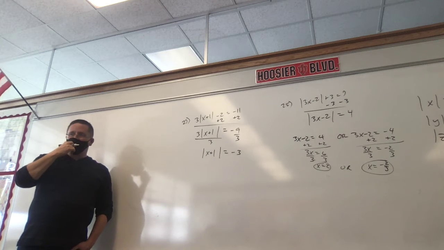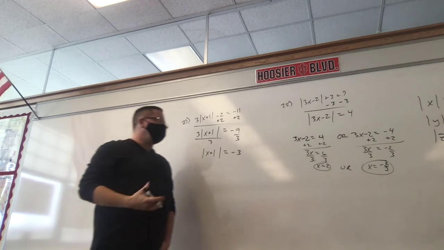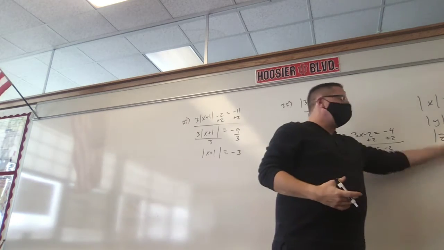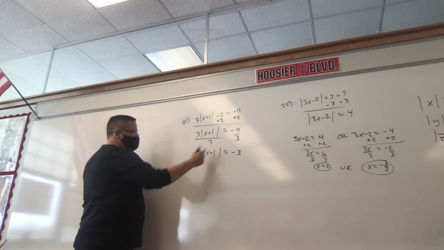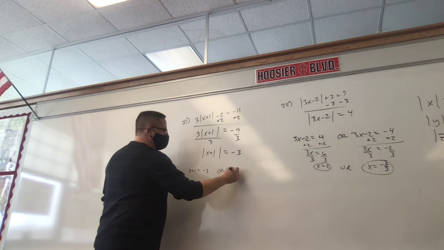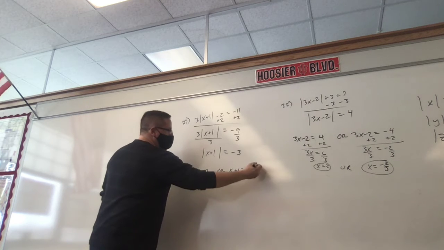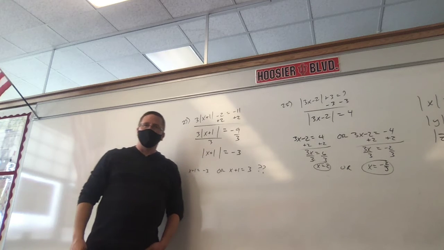Here's where you've got to be careful, okay? What I just said was what's inside the absolute value could be what's outside it or its opposite. So, am I saying x plus 1 could be negative 3 or x plus 1 could be the opposite of that? Is that what we do here? Short answer is no. That doesn't really work.